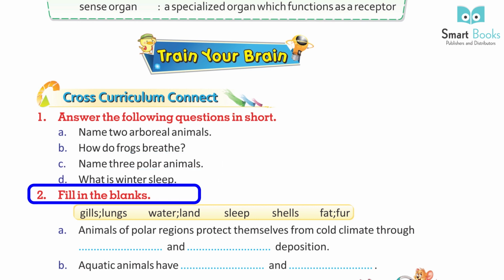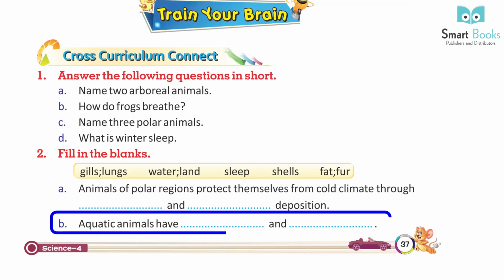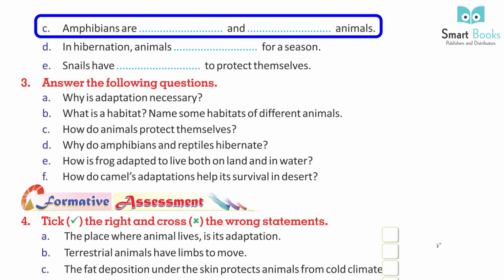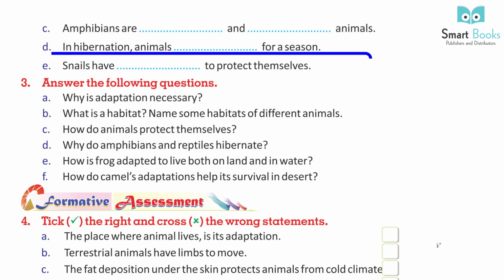2. Fill in the blanks. A. Animals of the polar region protect themselves from cold climate through dash and dash deposition. B. Aquatic animals have dash and dash. C. Amphibians are dash and dash animals. D. In hibernation, animals dash for a reason. E. Snails have dash to protect themselves.